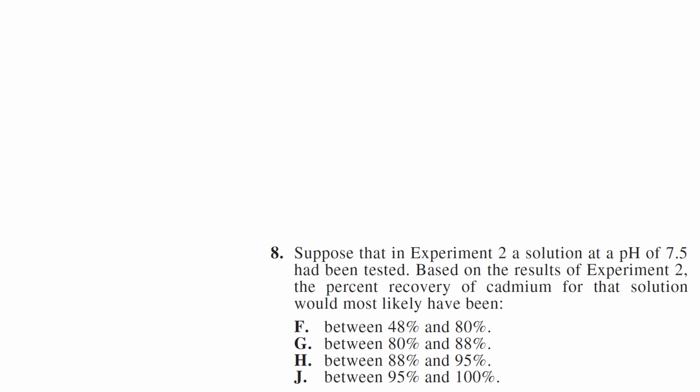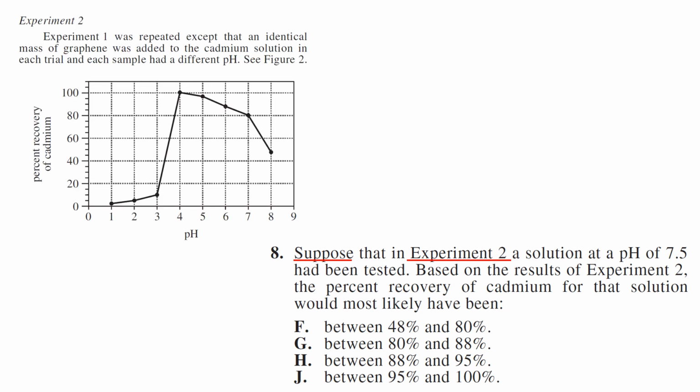Number 8 is a suppose-if question. You have to extend your thinking a bit. Suppose that in experiment 2, a solution at a pH of 7.5, so we have to be between 7 and 8, had been tested. Based on the results, the percent recovery would most likely have been. So it's going to be between the 7 and 8, right? So it's going to be greater than like 50-ish, almost 50, and less than 80, so choice F.